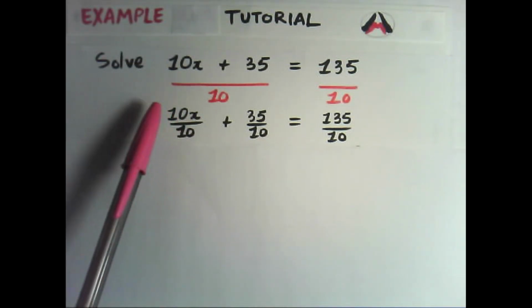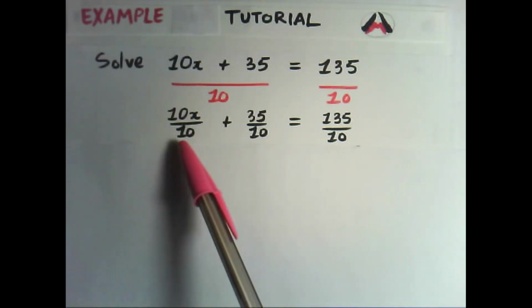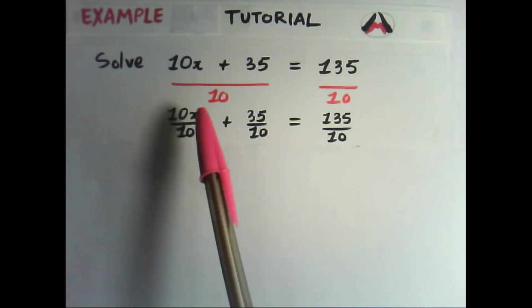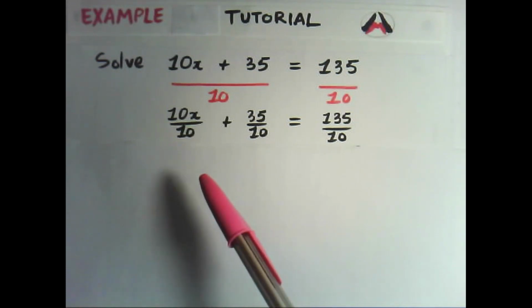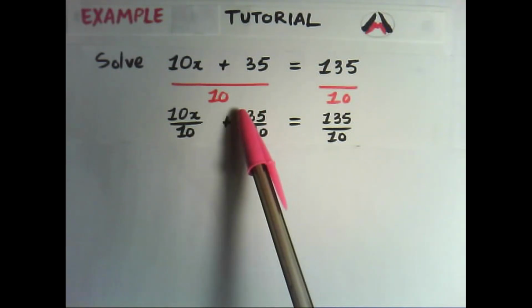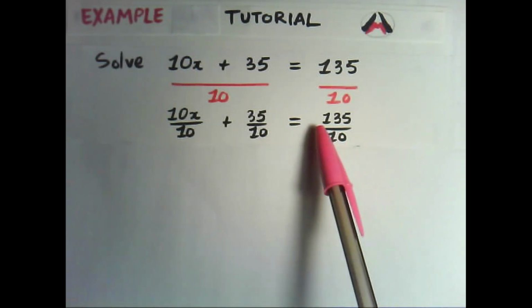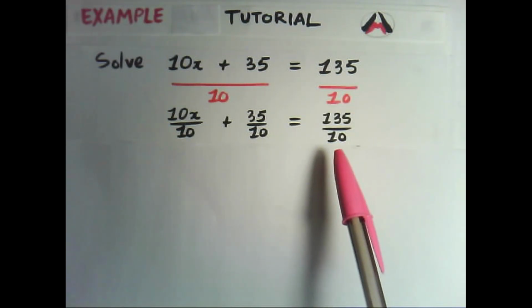Now 10 in the numerator and 10 in the denominator, 10 divided by 10 is just equal to 1. So we would get 1x. But algebraically, we don't usually write 1x, we just write x by itself. There's the 35 divided by 10, this will give us 3.5. And there's 135 divided by 10, that will give us 13.5.